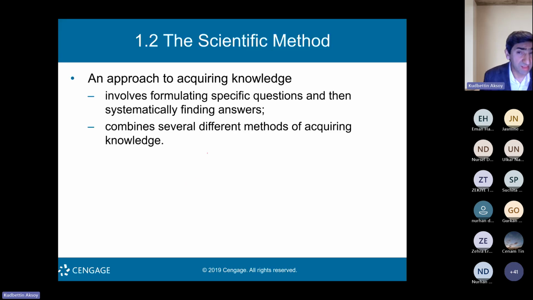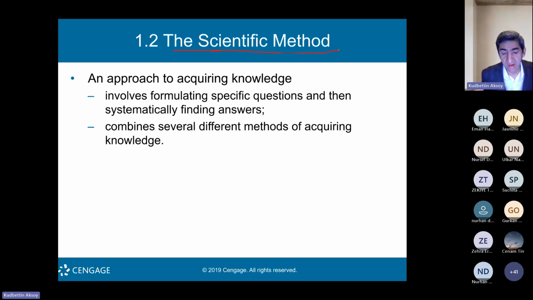So another method of acquiring knowledge is the scientific method. And this is the method that we are interested in. Now, all other methods are very useful. We can't make our decision whether we should see movie A or B based on the scientific method. It would be ridiculous.